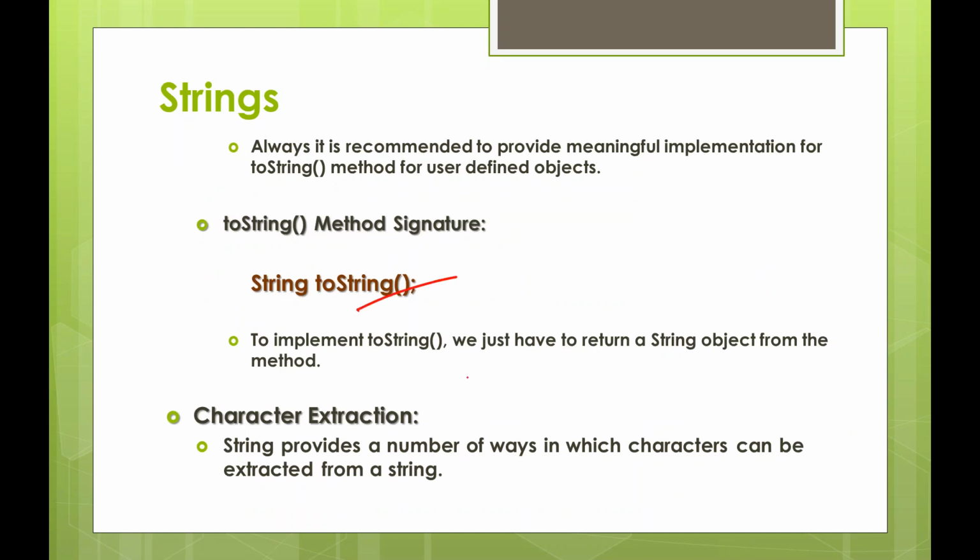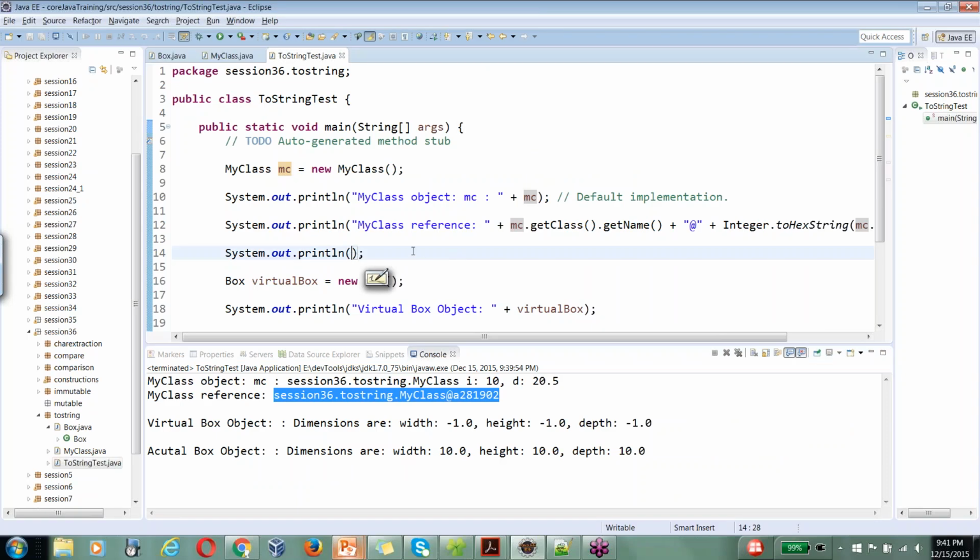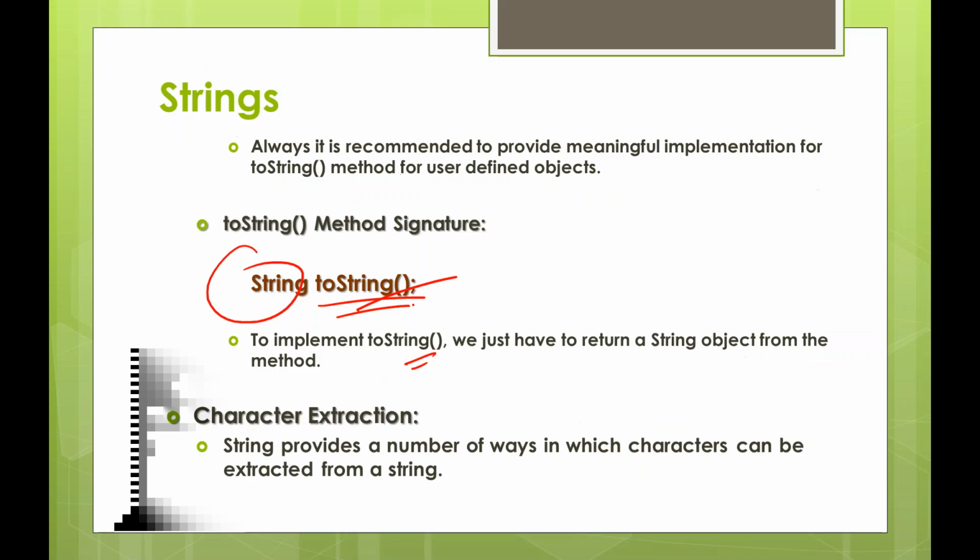The toString method returns a string, and you can call it as we have called here. Whenever the other operand of the concatenation operator is a string, the toString method will be called for the other operand, whether it is another string or any other data type or object. Now let us see how characters can be extracted out of a particular string.